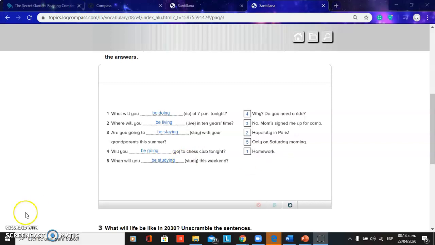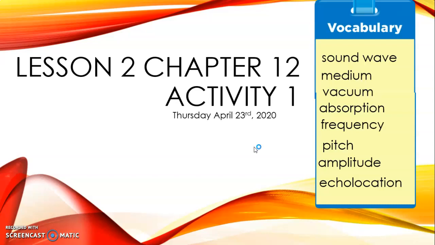Now we're going to start with the class of science. Okay, so let's start with the activity number 1. The vocabulary for this class that you need to learn is sound wave, medium, vacuum, absorption, frequency, pitch, amplitude, and echolocation.